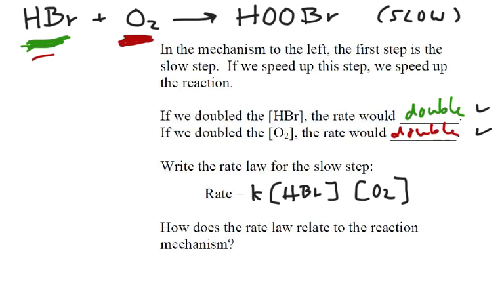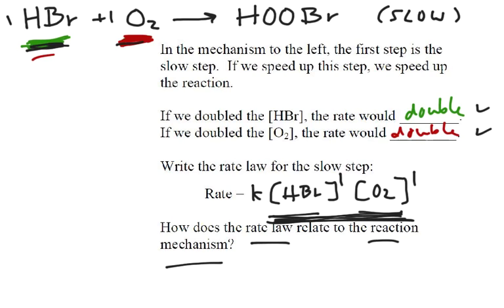So the rate law for the whole reaction is actually the rate law for the slowest step. So how does the rate law relate to the reaction mechanism? The rate law tells us about the slowest step. If we're coming up with a rate law where this is first order and this is first order, then that means the coefficients of this chemical and this chemical in the rate determining step are 1 and 1.